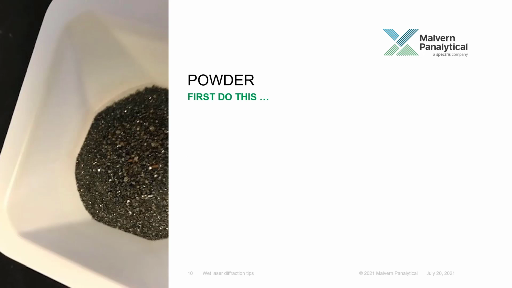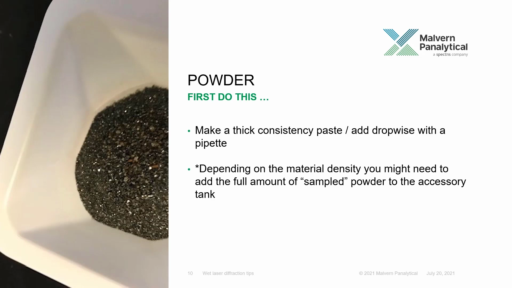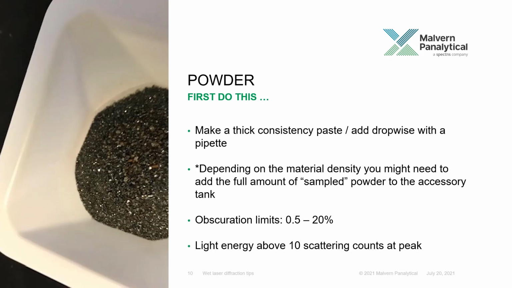Make a thick consistency paste of the powder in liquid and add it dropwise to the accessory. This improves sampling of the various size particulates in the sample. For a high-density powder, sedimentation in the beaker or pipette might cause poor sampling. In this case, you will need to add the full sampled volume to the accessory tank. The same limits for obscuration and suggestions for light energy apply.